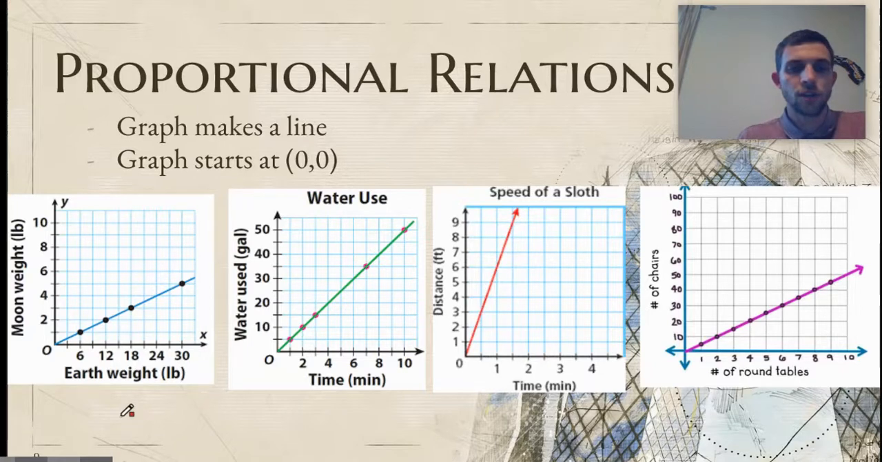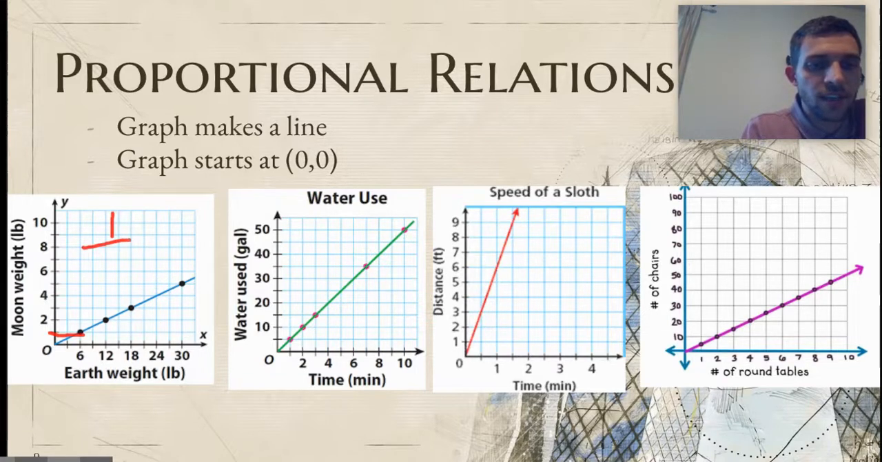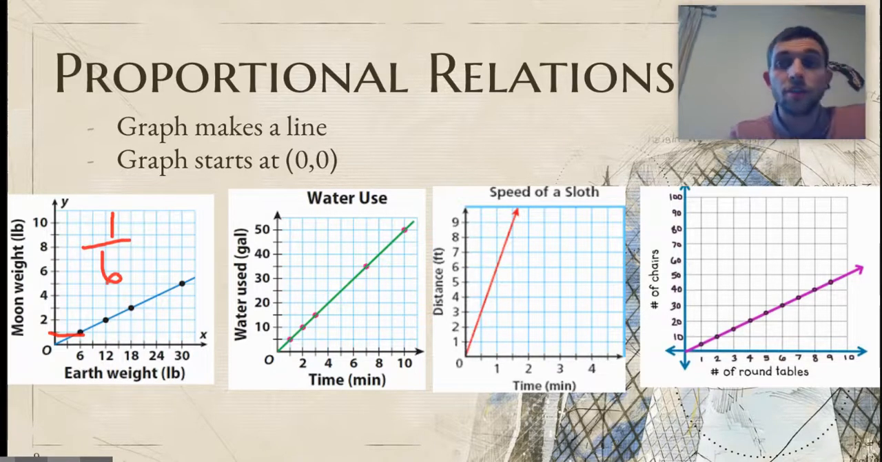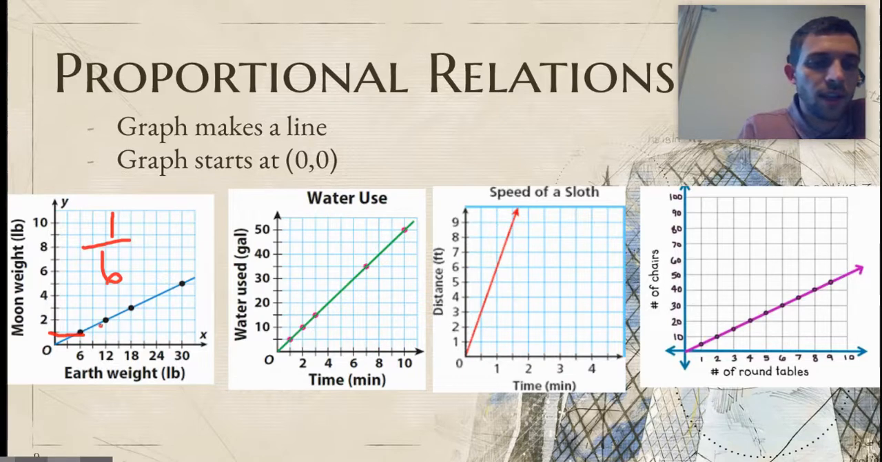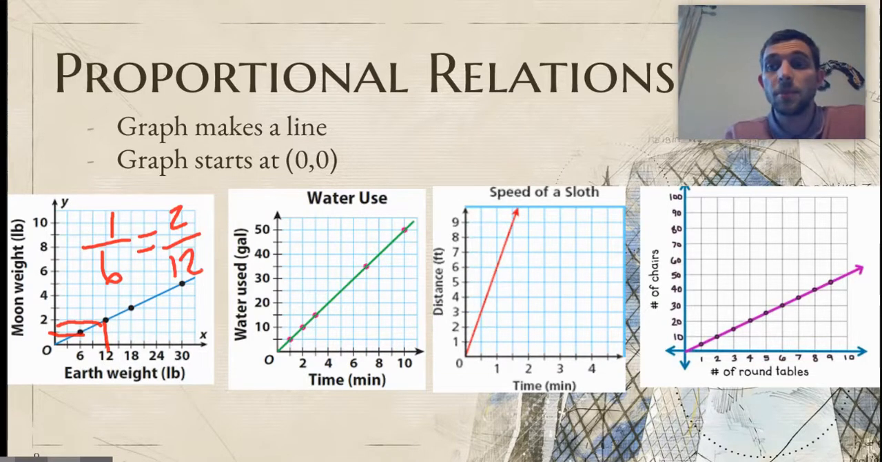To show an example, we see that this point here starts at 1, and that's our y value because it's going up. And then it goes side to side 6. And so my unit rate is 1/6. And that will give you a decimal. But notice that if we go to 2 and 12, this will give us 2/12, which if we simplify that, will give us the same 1/6.